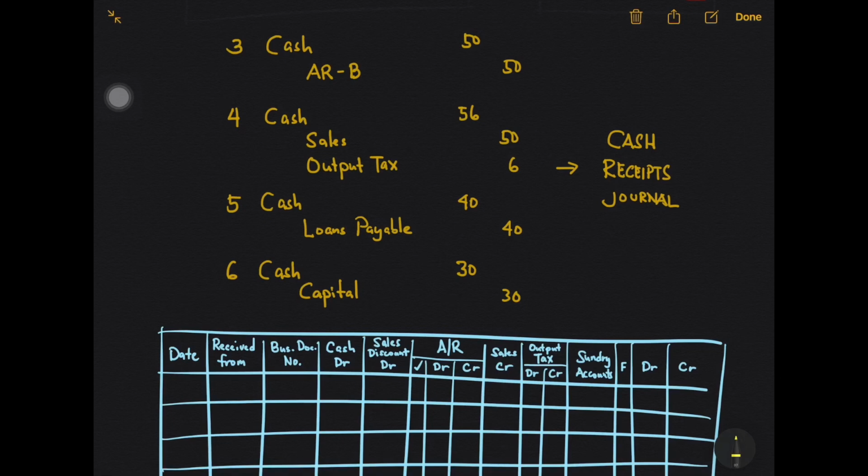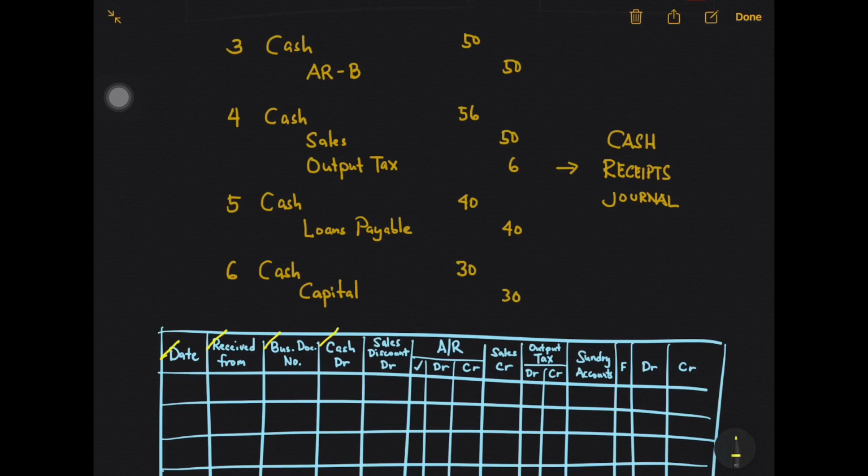So before I transfer or convert the entries to the special journal, let me just mention things about the columns. For the first, we have the date, and then another column for received from. This can be a company or an individual or a group. And then for the business documents, you would write the business documents and then the associated number. Then it is followed by cash, because cash debit is a requirement in the cash receipts journal. And after cash, you have account titles, and these account titles vary from one company to another.